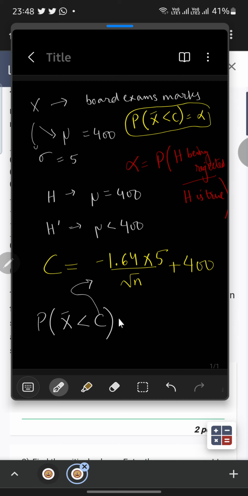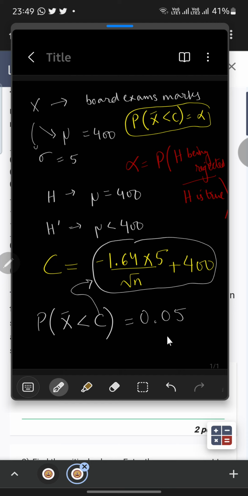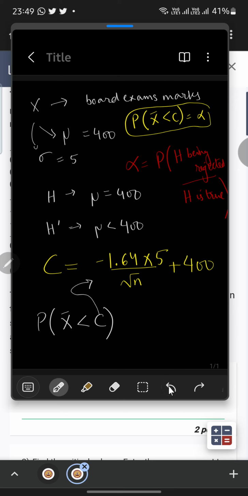So basically we can say the probability of the mean being less than C is equal to 0.05. Let me say it again: the probability of the mean being less than this value, which is C, is 0.05. I hope you got my point here. You can listen to it one more time. The probability of getting a value less than C is 0.05, and we just found the value of C. So what is left is to put the beta.